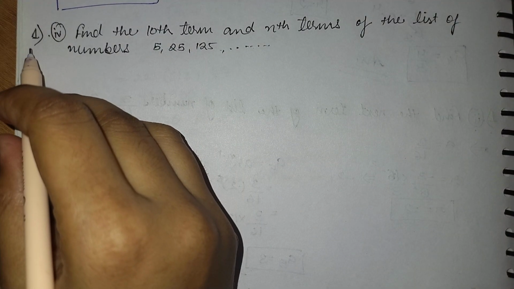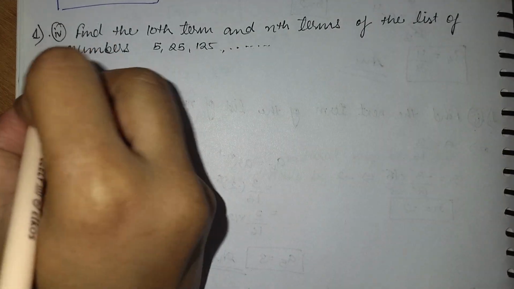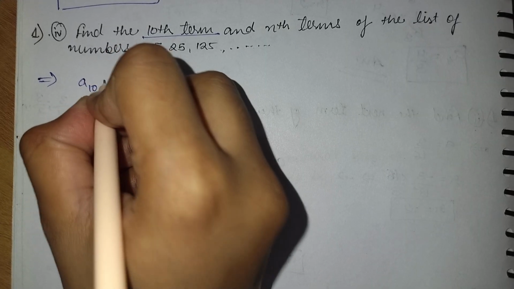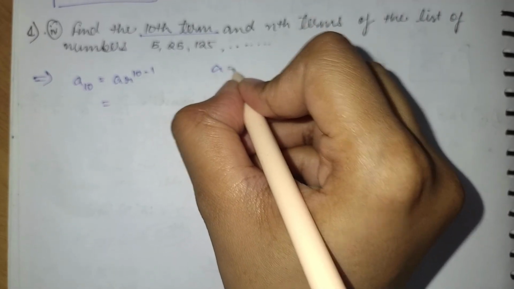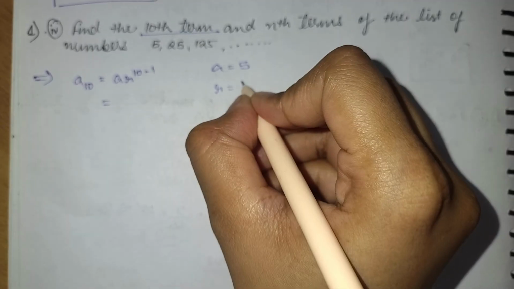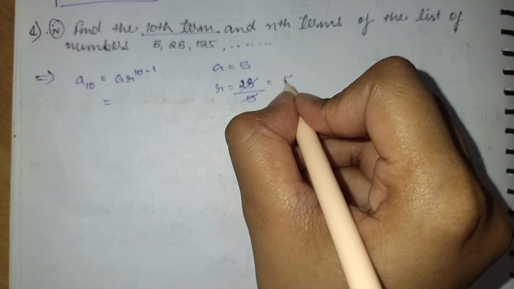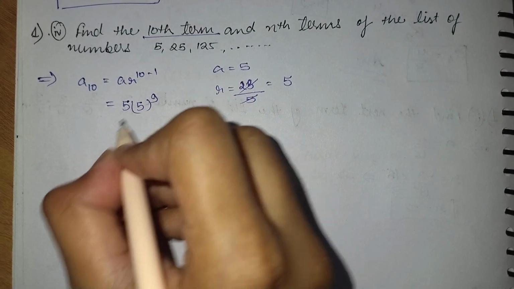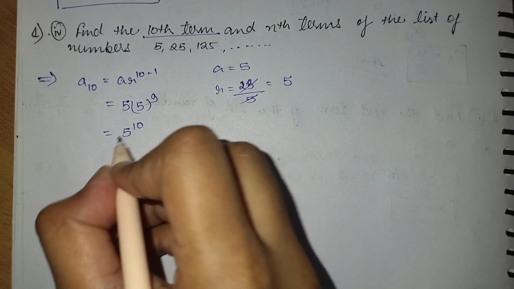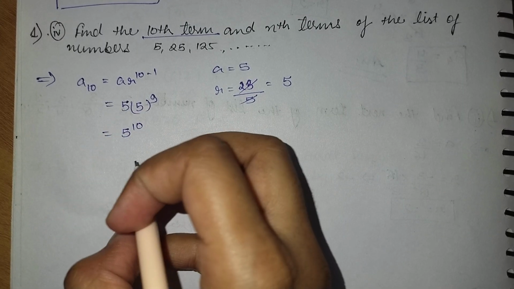Now let us solve question number 1 fourth part. Find the 10th term and nth term of the list of numbers. If you want to find the 10th term here, simply a10 will become ar^(10-1), where the first term is 5 and r is 25 divided by 5. Cancelling this part, this is 5. So if we put the value 5^9 here, we will get 5^10 as the 10th term here, adding 9 plus 1.